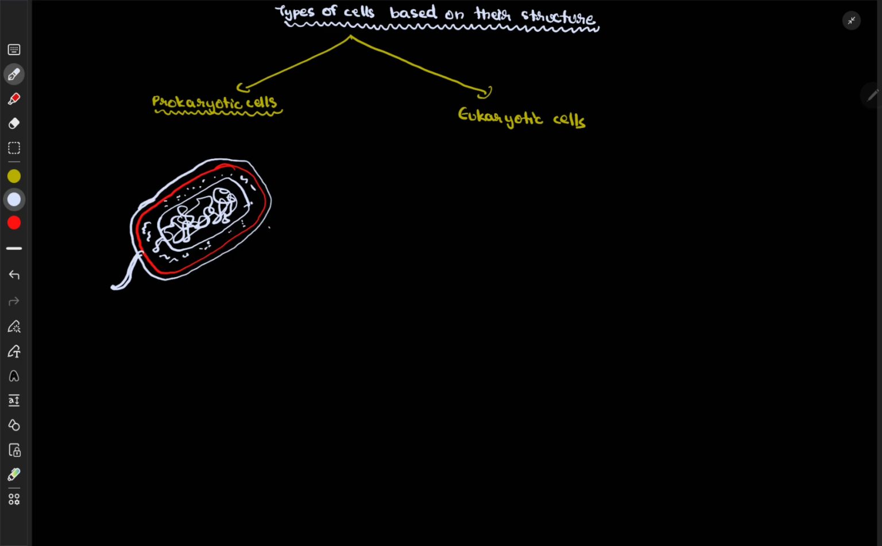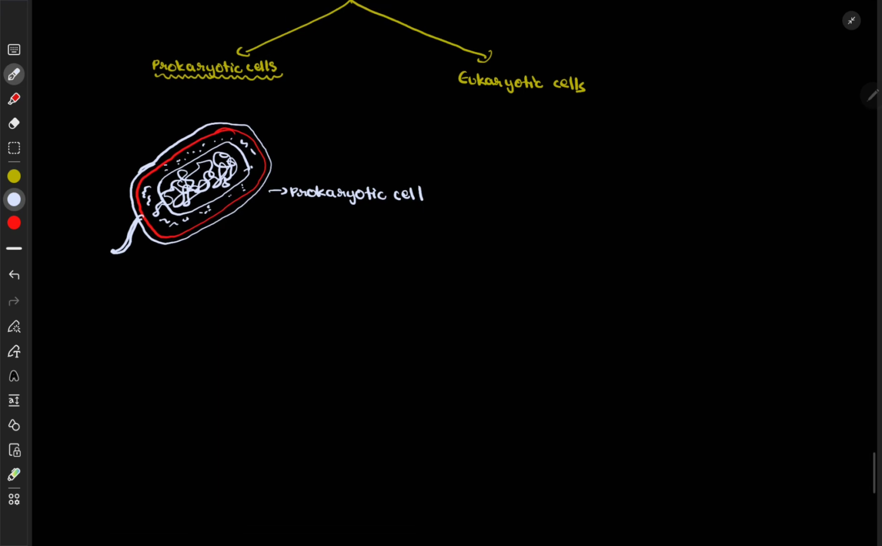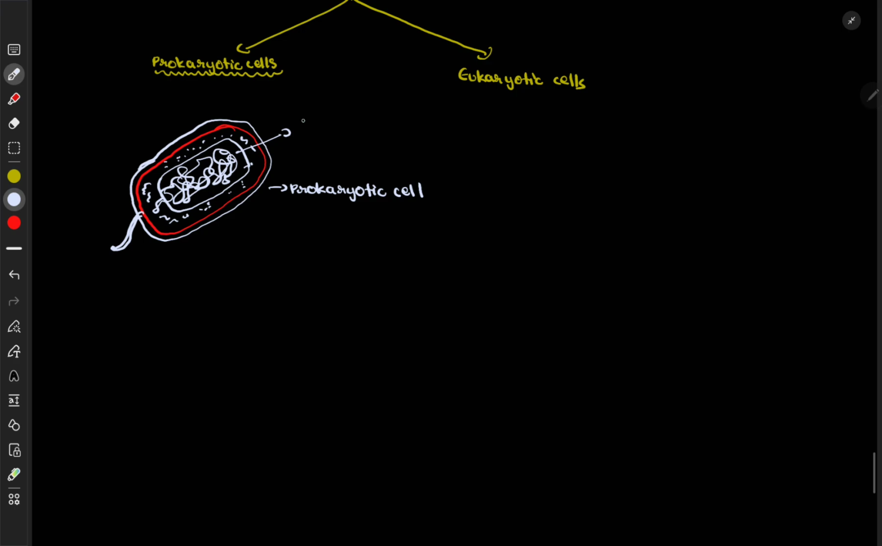Now, this is a prokaryotic cell. If you look at this prokaryotic cell, there is no nucleus. I just drew the square to indicate the nucleus. No, you don't call it the nucleus, you call it the nucleoid. I just drew it to indicate the region. No nuclear membrane.